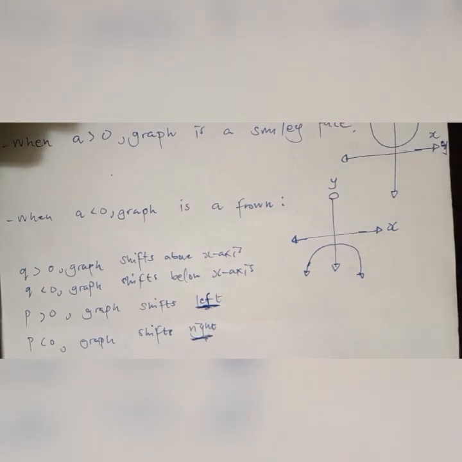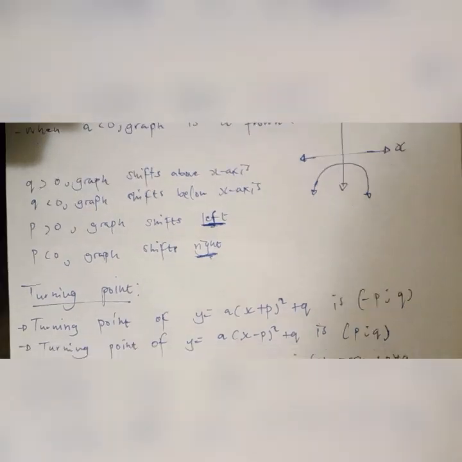So what does it mean? When it shifts right, then that means it's on the positive side of the x-axis. Then when it shifts left, then that means it's on the negative part of the x-axis, on the negative x-axis. Let's move on. Now let's talk about the turning point.